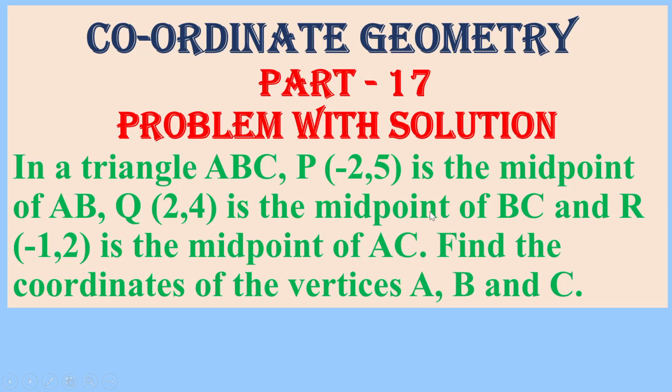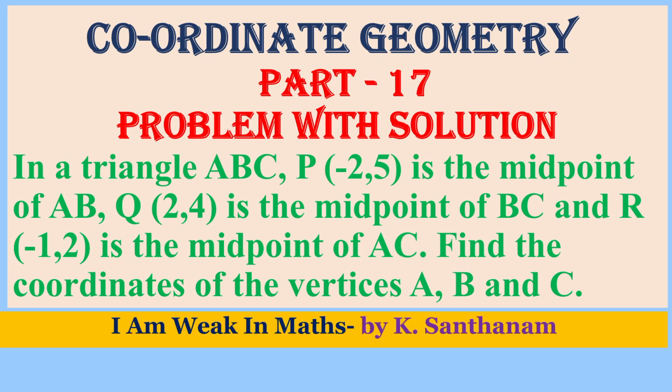Next problem. In a triangle ABC, P(-2, 5) is the midpoint of the side AB, Q(2, 4) is the midpoint of the side BC, and R(-1, 2) is the midpoint of the side AC. Find the coordinates of the vertices A, B, C. Right? They have given the midpoints of each side. We need to find the vertices' coordinates.